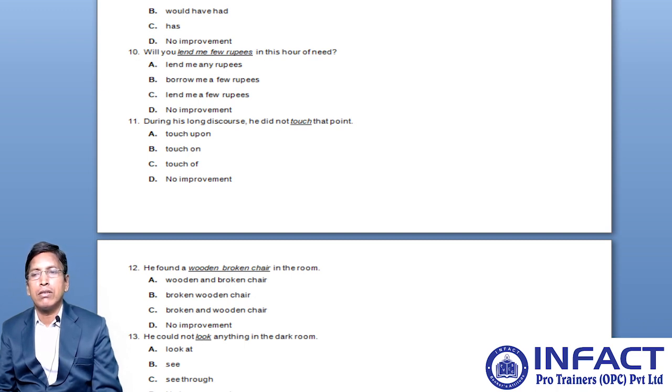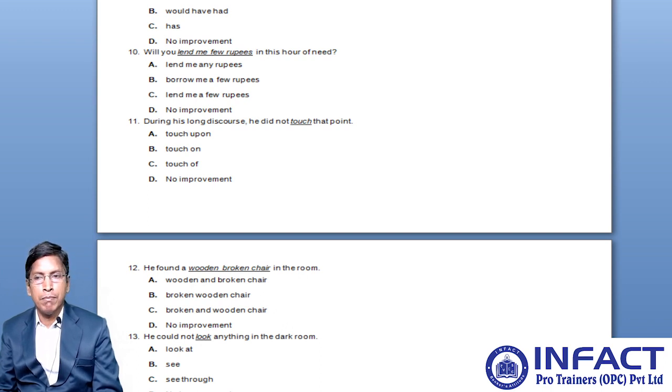Neither A nor C can be the right choice because it is not conveying the proper way of expression, that is touch upon and touch off. So the right one will be touch on that point. Rather than saying touch upon on that point or touch off that point, touch on should be the appropriate one.